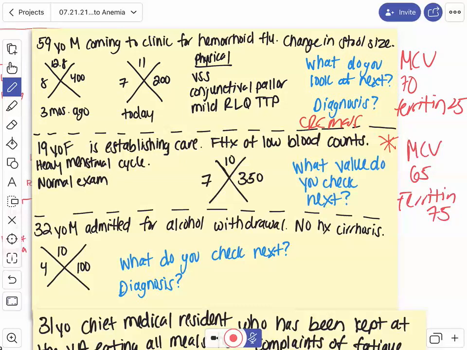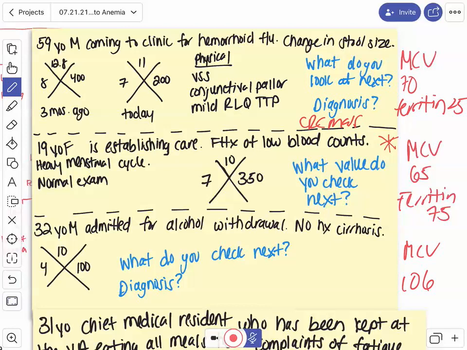All right, and then last we have our 32-year-old male. He's admitted for alcohol withdrawal. He has no history of cirrhosis. He's here at the VA, getting his SOS protocol. His hemoglobin is 10. His MCV is 106. What do you want to do next? We'll check B12, we're not supposed to check folate. Great, so now we're thinking about checking B12 and folate. Anybody else have anything different they would do?